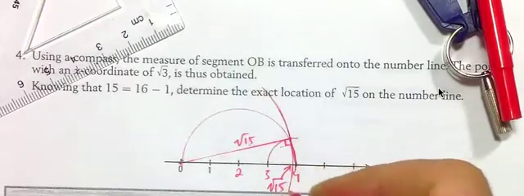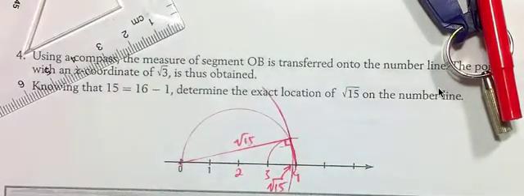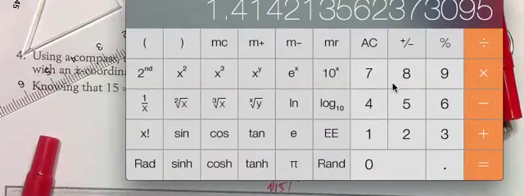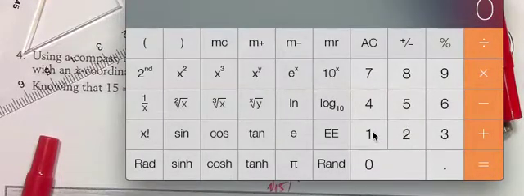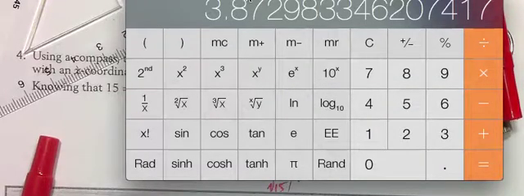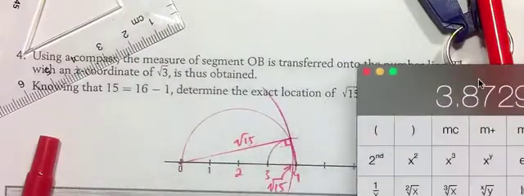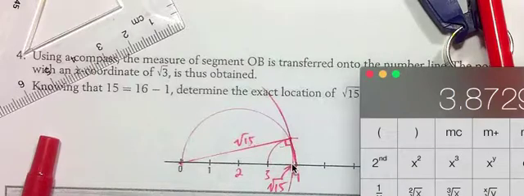Root 15. Okay, let's just check the handy dandy calculator. And so the square root of 15 is 3.8729. Okay, and notice where that is. That is quite close to 4, 3.87, very close to 3.9, which I would say is right on.